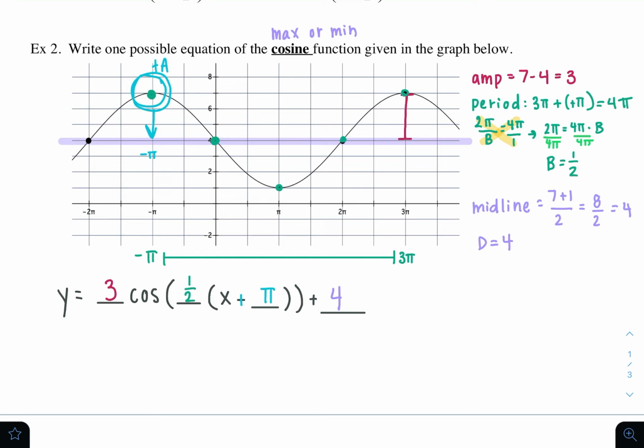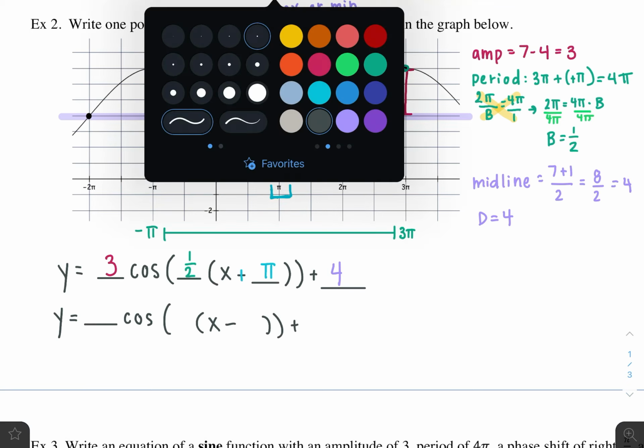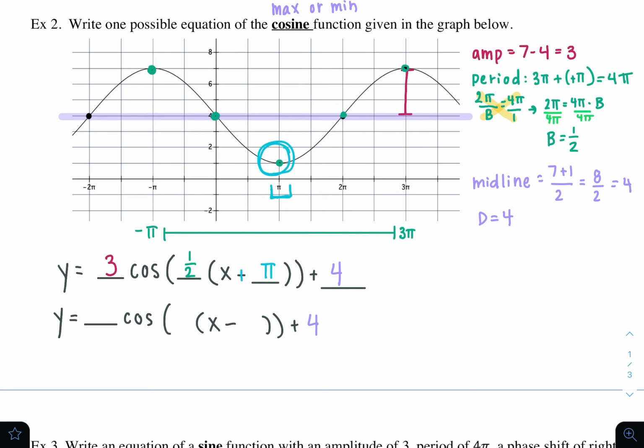All right, so now let's go ahead and, well, you might not have picked that point, so let's pick a different one. Well, we said it could be at a maximum or a minimum. Well, I see at this point here at pi, that's at its lowest point. So we can still have our y equals, okay, we have our a value, we have our b value, and our d value. No matter what, our midline will stay the same.